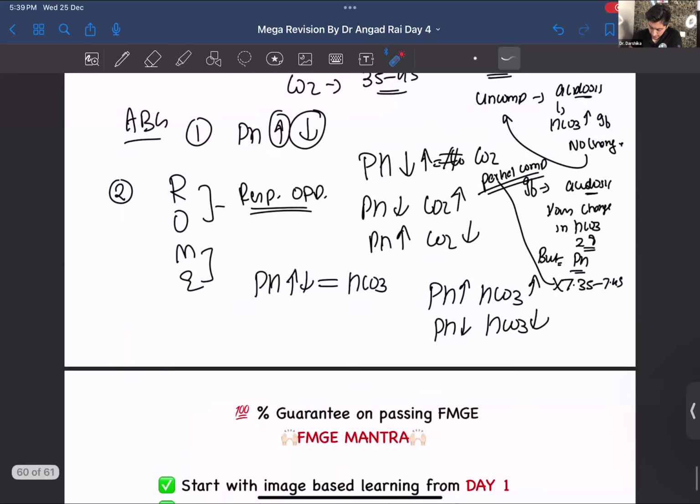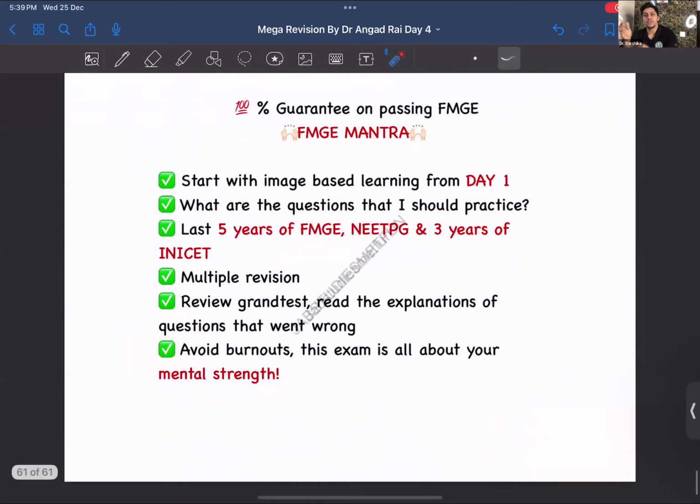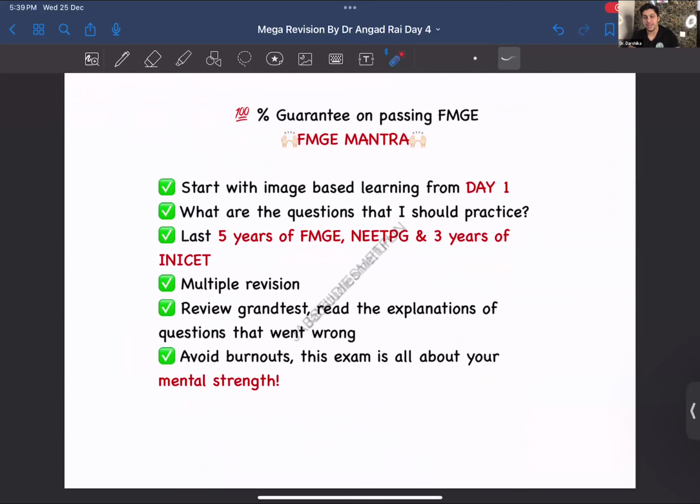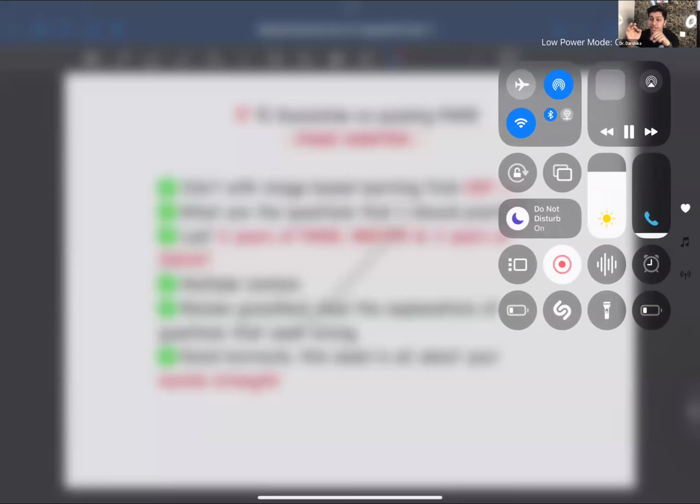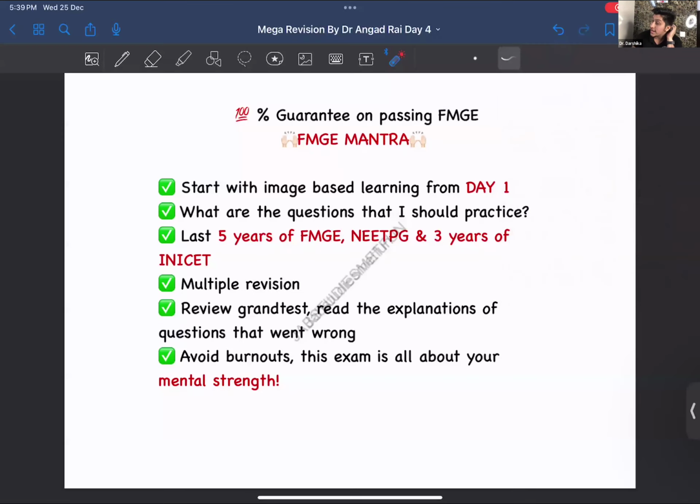So that was it. This FMG mantra is not just me putting the slide randomly. This is actually the way you get it done. Make sure you use your images daily. I know with images you say, I'll watch it later, but don't watch it later. Do it every day. That's why today I gave so many images. Make sure 5 years of FMG should be done, 5 years of INI should be done, and at least 3 years of INI, because directly you'll come.